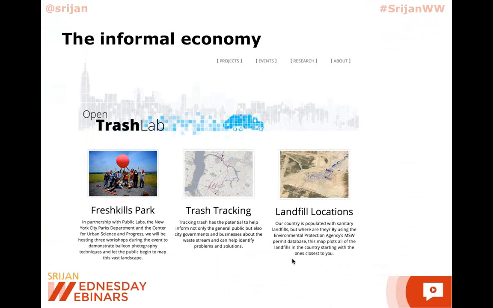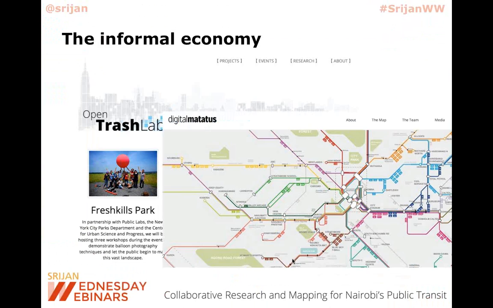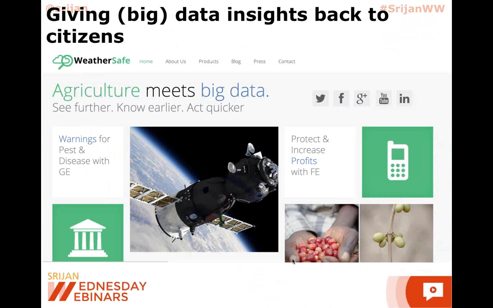And I think, again, we'll see many of these projects replicated in different sectors. Another example is the mapping of informal transport in many locations around the world, from Kenya to Mexico City all the way to Bangladesh.